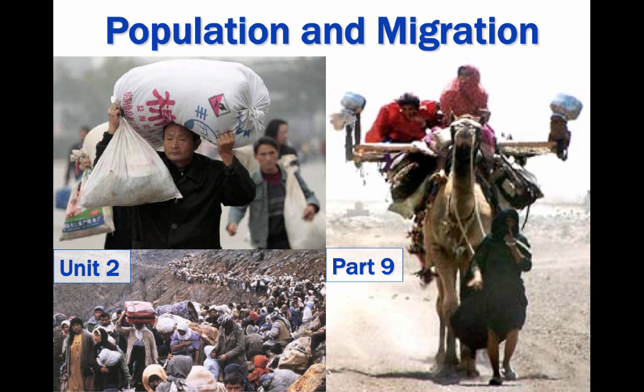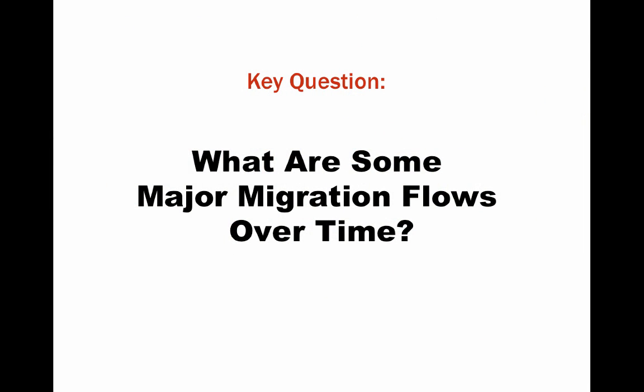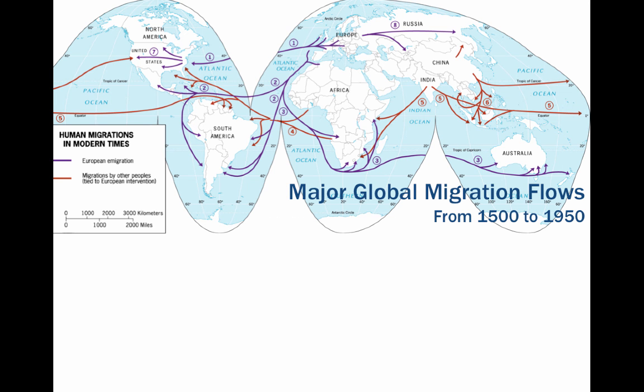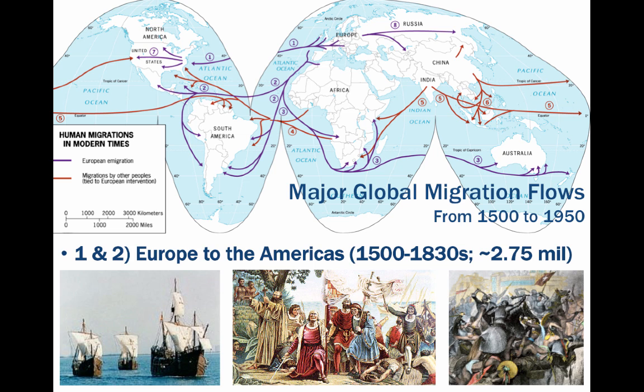In this video, we're going to take a look at this key question: what are some major migration flows over time? And to start, we're going to look at this map on major global migration flows from 1500 up to 1950. Now, this map shows you some major global migration flows from 1500 to around 1950, the beginning of the Cold War. Among the greatest human migrations in recent centuries was the flow from Europe to the Americas.